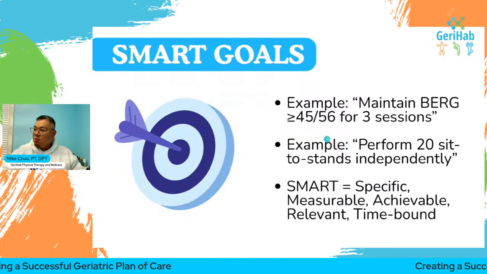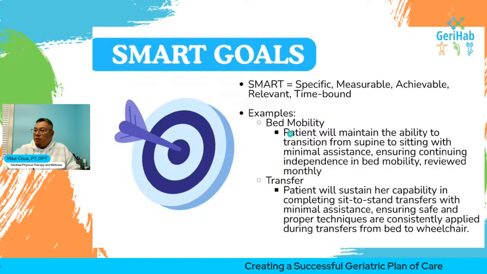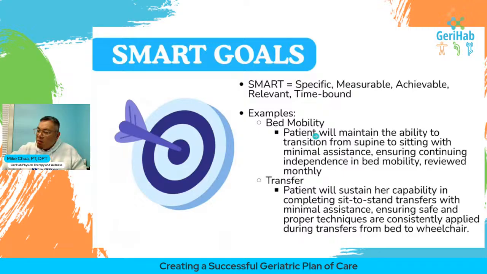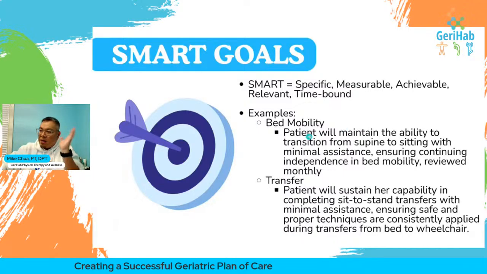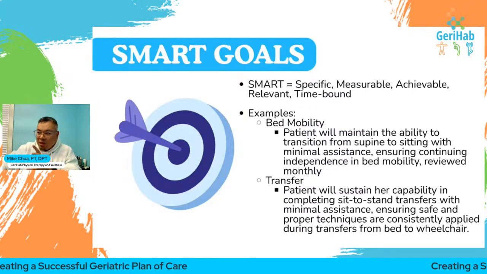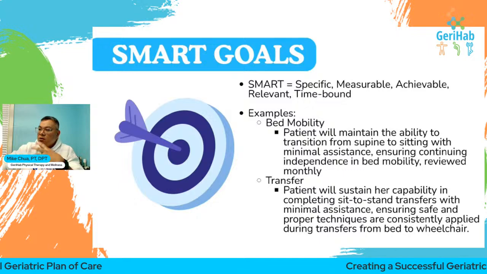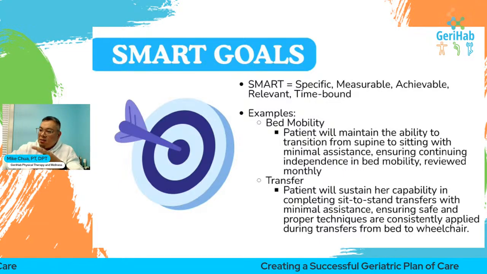So I don't like this goal here. Let me find another one. All right, there you go. This is a better one. Patient will maintain the ability to transition from supine to sitting with minimal assistance, ensuring continued independence in bed mobility, and then you review it monthly.